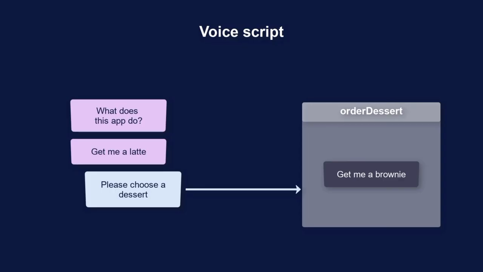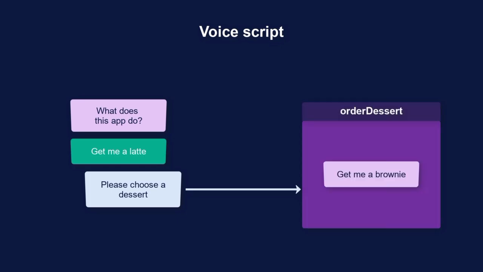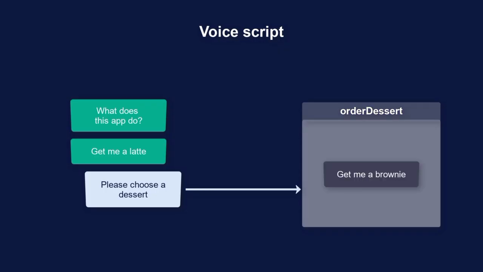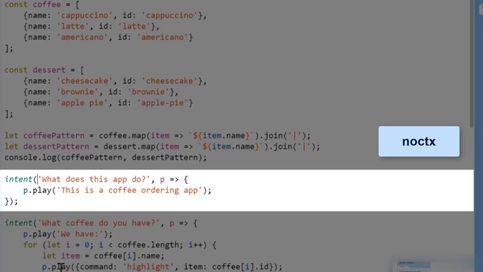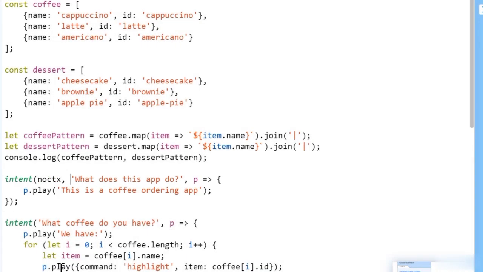In the last video, we learned that giving a command outside the active context deactivates the context. Take the coffee example. The user chooses a coffee and the order dessert context is activated. Next, the user asks, what does this app do? This command is outside of the context, so the context would be deactivated and all commands in it become unavailable, like getting a dessert. Now let's add the no context parameter to the intent and try it in the debugging chat.